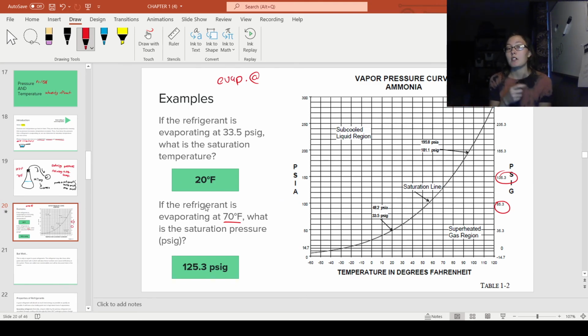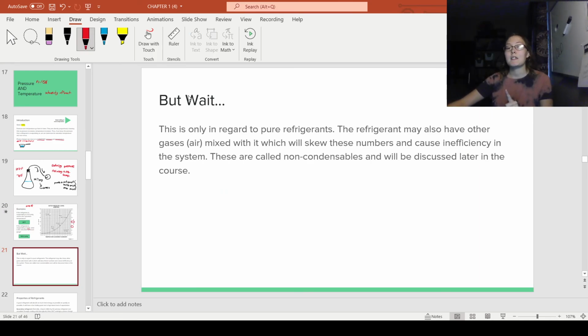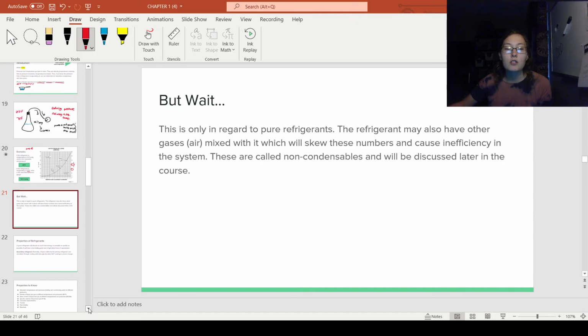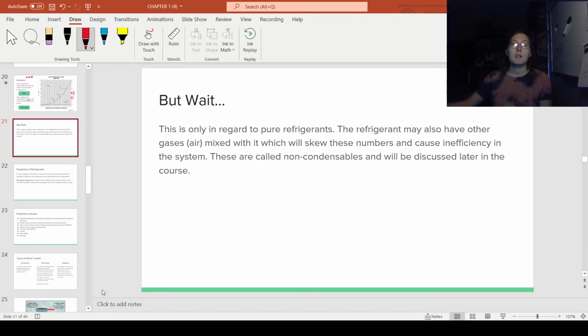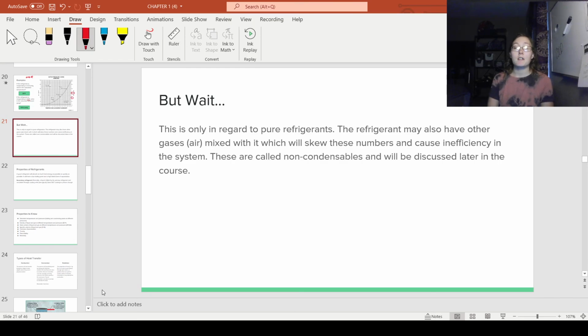If you look at the saturation tables that I gave you at the beginning of this year, those will really help you, and will give you that information. But wait, we have to remember that this is only in regards to pure refrigerant. The refrigerant may also have other gases or air mixed in with it, which will skew these numbers and cause inefficiency in the system. These are called non-condensables and will be discussed later in the course. We're going to get to that.